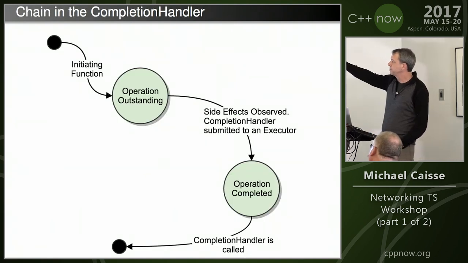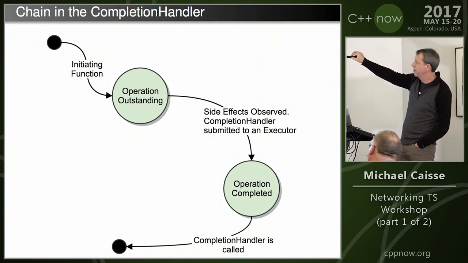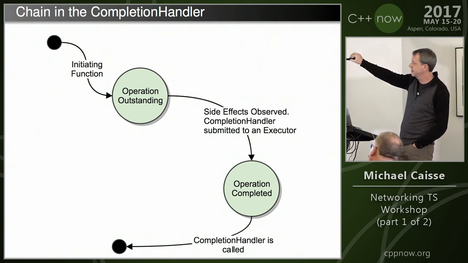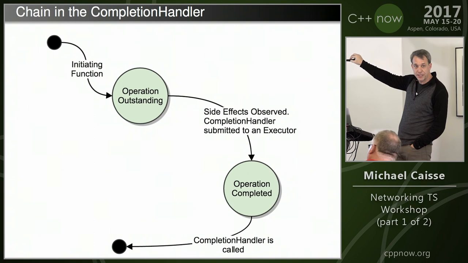All right, remember this thing. Our initiating function gets our function so that it's outstanding. Eventually it's going to run. And then once it's completed, our completion handler is going to show up here, and then it's going to get called. All right?